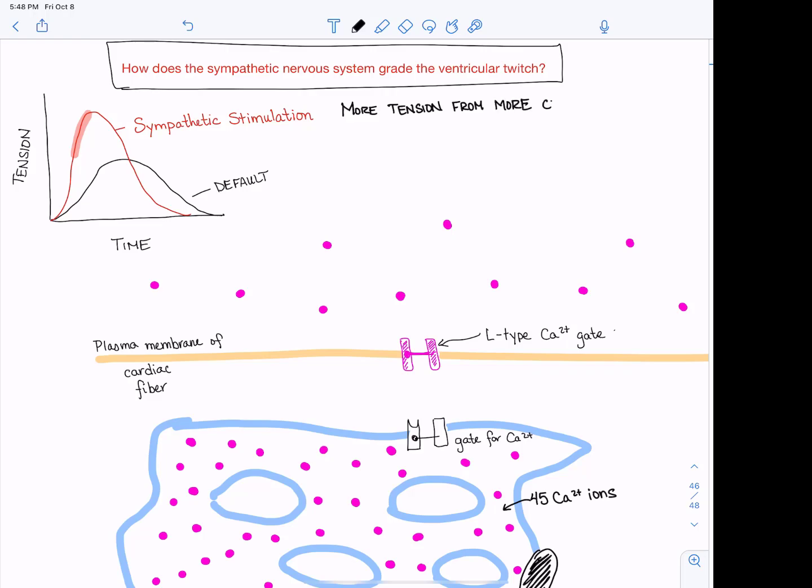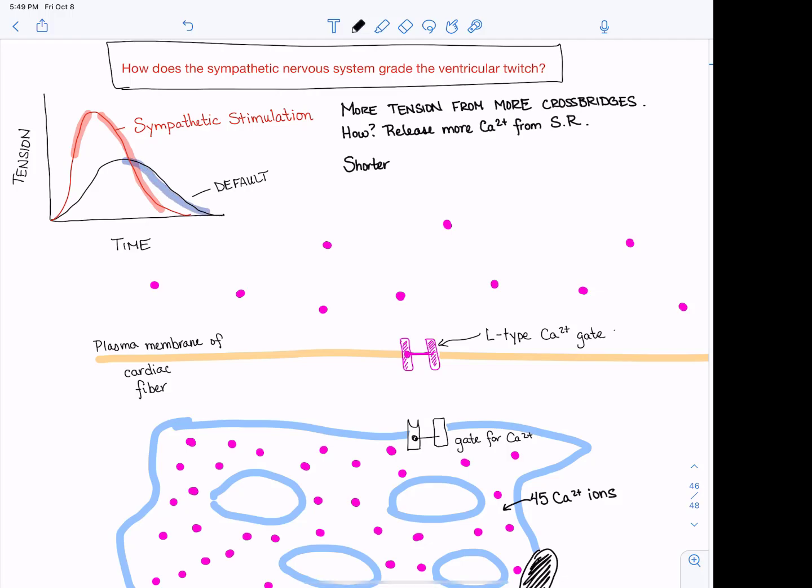Well, how could a cardiac cell increase the number of cross bridges? It could expose more binding spots for the myosin heads. And it does that by increasing the amount of calcium that is out in the cytosol. So the obvious solution is to somehow release more calcium from the sarcoplasmic reticulum. More calcium will bind to more troponin, thus ensuring more cross bridges.